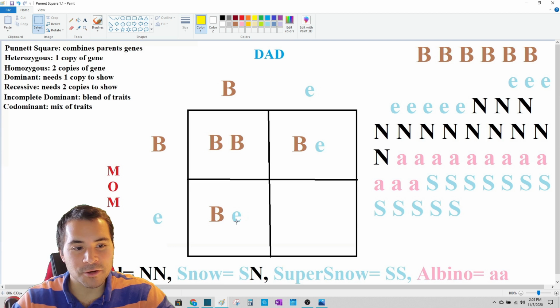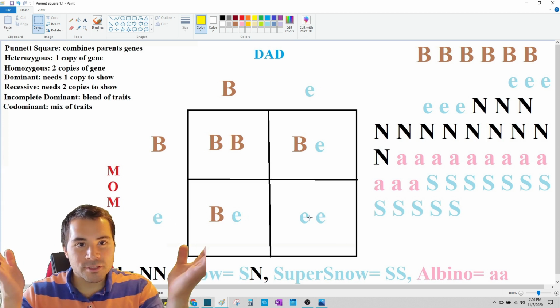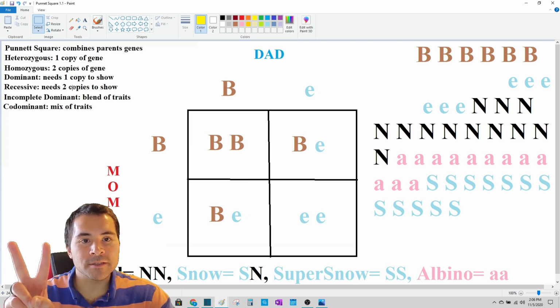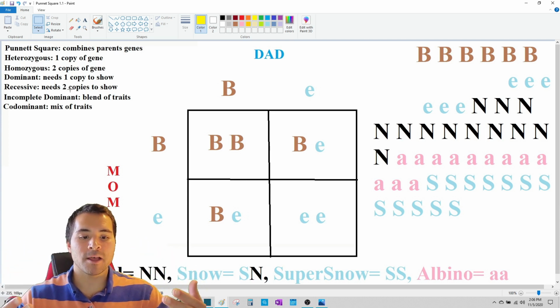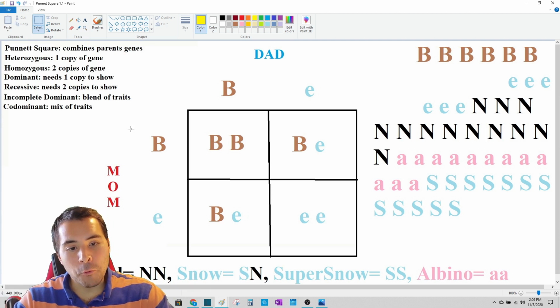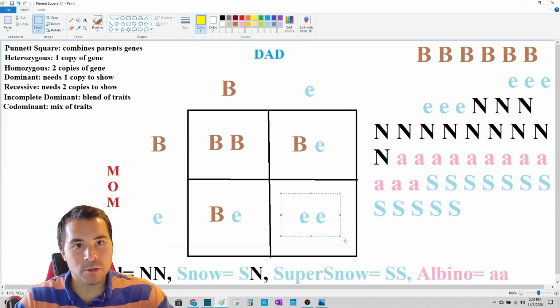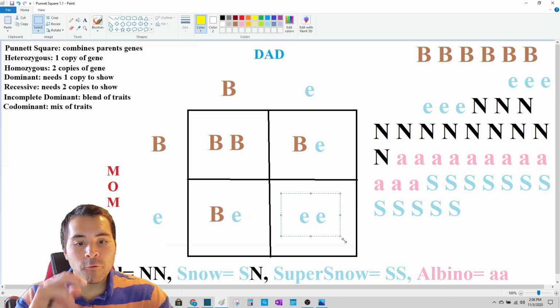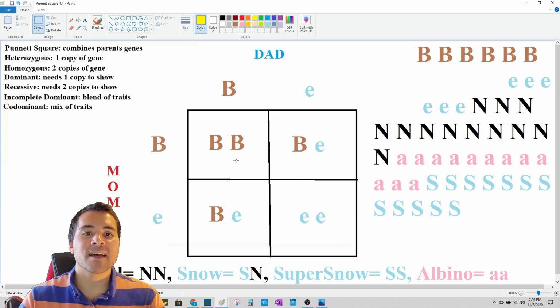But here's where it gets really cool. What is going to happen to this 4th child? If you bring this E over and bring this E down, you're stuck with 2 E's. So what does that mean? Remember, recessive traits need 2 copies to show their genetic display. So out of 4 children, 1 of their children is going to have blue eyes. Statistically. Again, all 4 of these boxes are based on statistics.